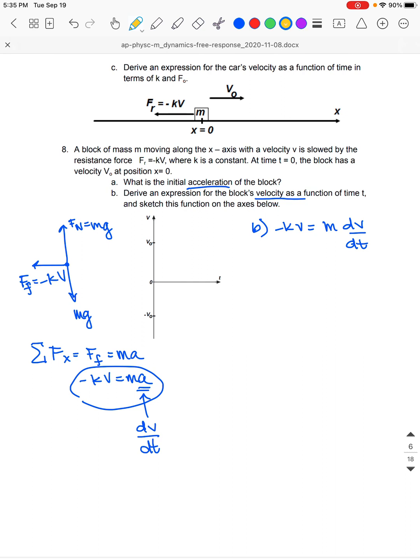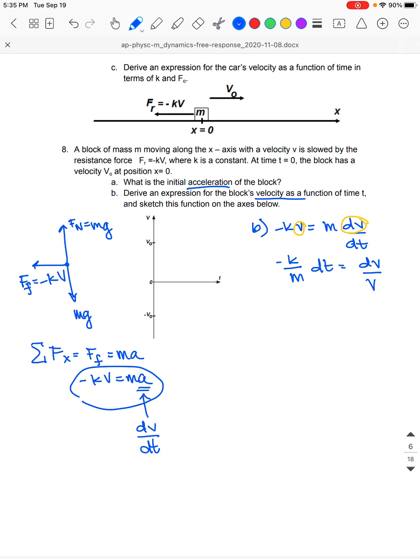I want all my v's together, so this v and this dv are going to go to the right, and then everything else is going to go to the left. So I'm going to take negative k divided by m dt equals dv over v. And then I'm going to integrate.